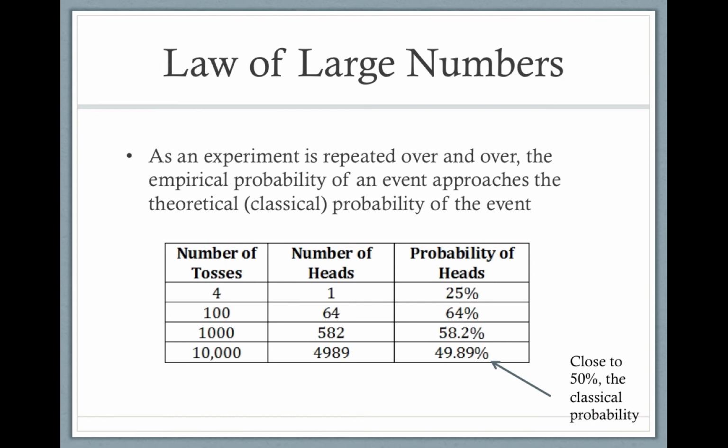All right, so what happens as we toss the coin more? Well, as we toss the coin more times, we're getting more heads. And so what we see is that by the time we toss the coin 10,000 times and have experimentally got 4,989 heads, we are super close to 50% at 49.89%. So again, the more you repeat an experiment, the more we see that observed probability approach the classical probability.